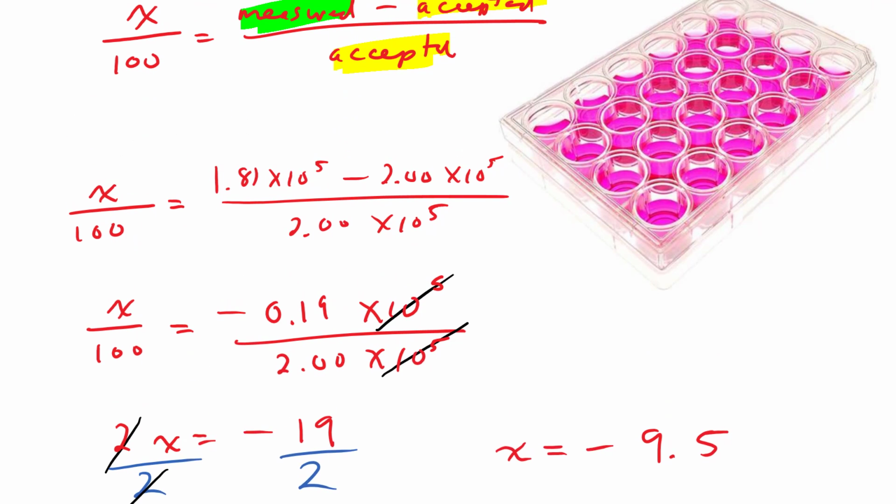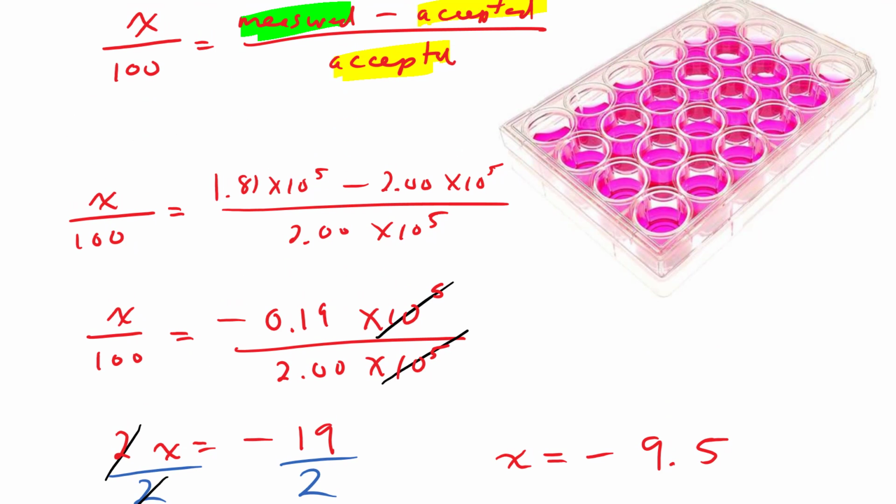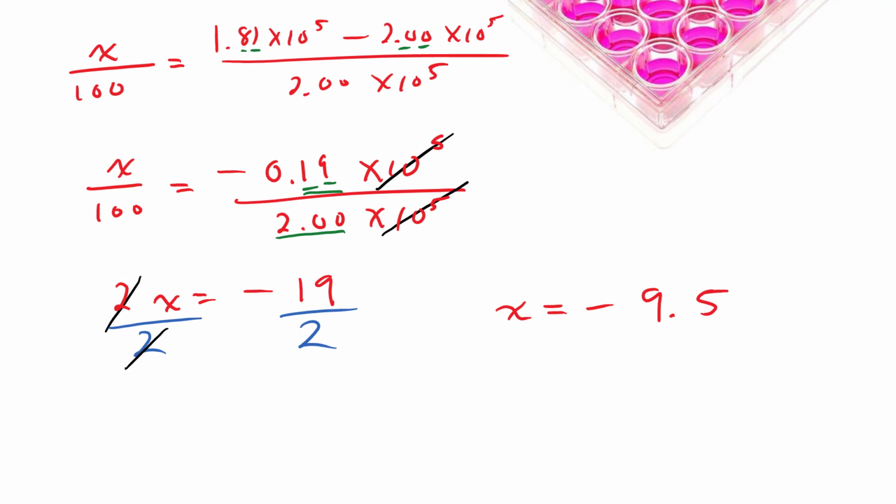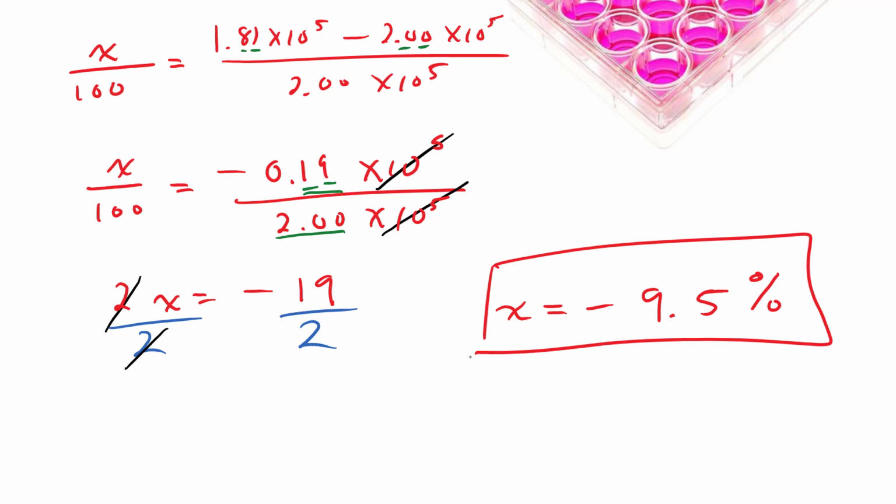Significant digits now. I'm subtracting, so I go with decimal places. This would be rounded off to 2 decimal places. When multiplying or dividing, this has 2 significant digits, this has 3 significant digits. So I'd round this off to 2 significant digits. Notice it is already in significant digits. Therefore, that's the final answer. Negative 9.5%. Notice we are within the 10% range, just barely, so we do not have to repeat this experiment.